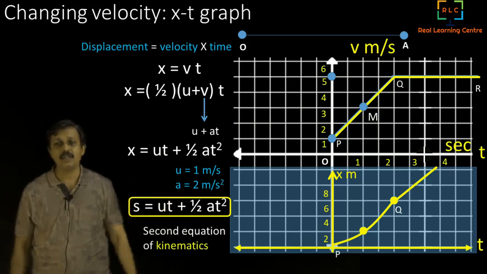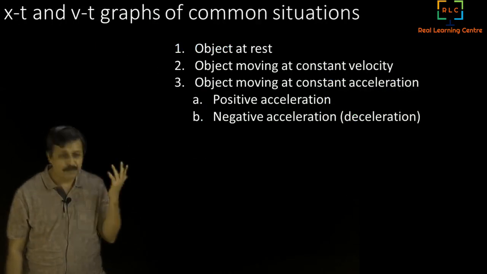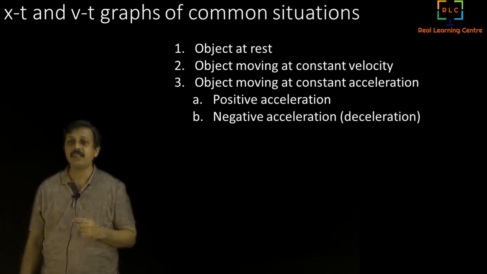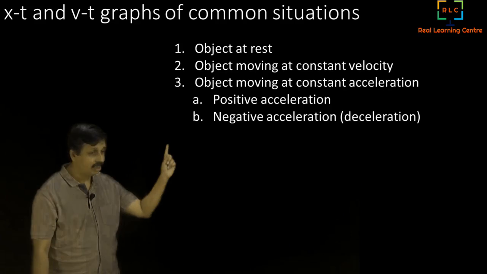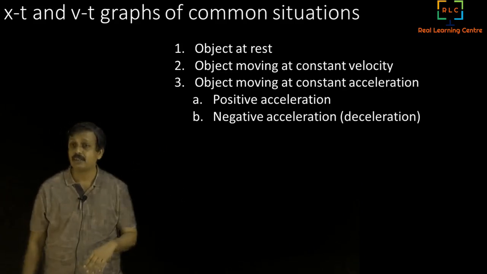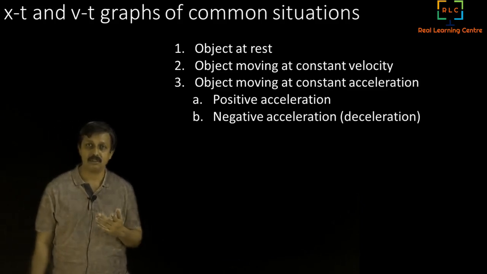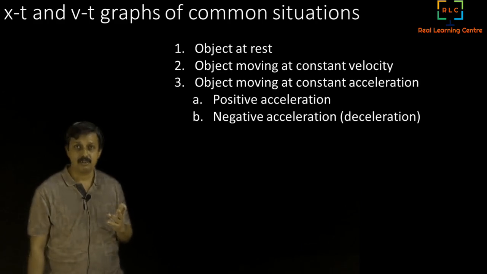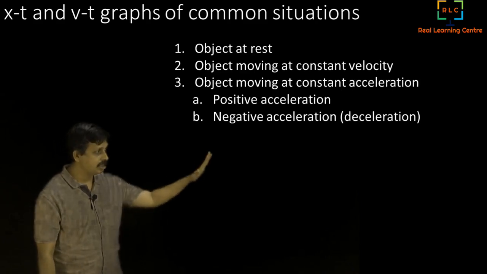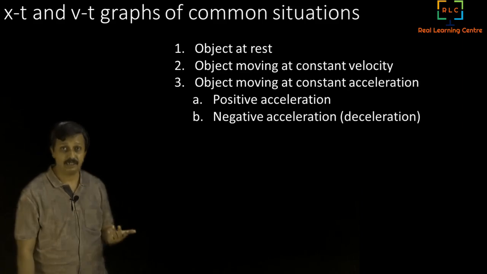Now let us look at some of the important common situations where x-t and v-t graphs can be plotted: when an object is at rest, when an object is moving at constant velocity, and when an object is moving at constant acceleration. What is the meaning of constant acceleration? Constantly changing velocity. Changing means it may be increasing or decreasing. If it is increasing, it is called positive acceleration. If it is decreasing, it is called negative acceleration, or a deceleration.